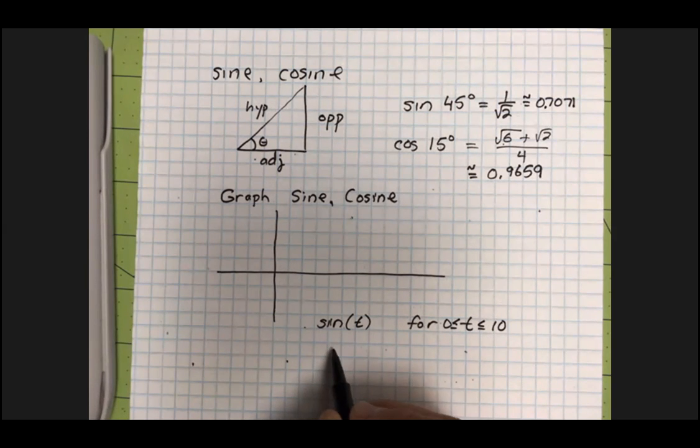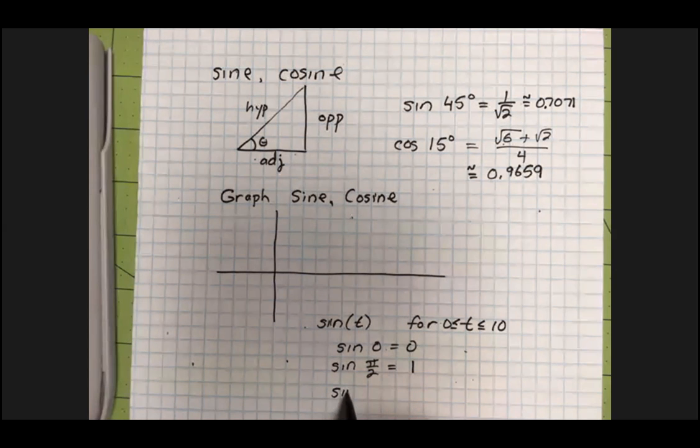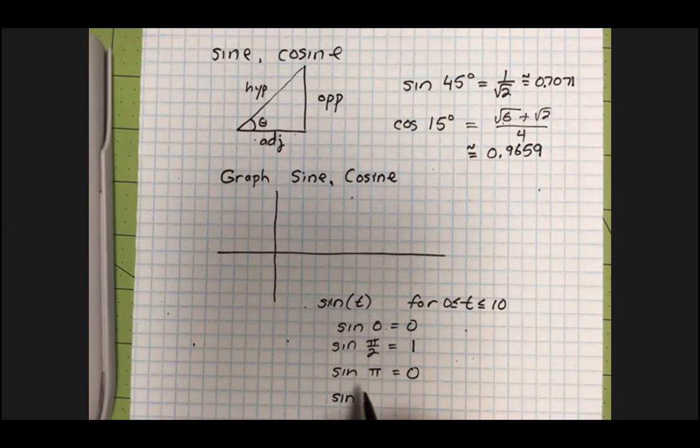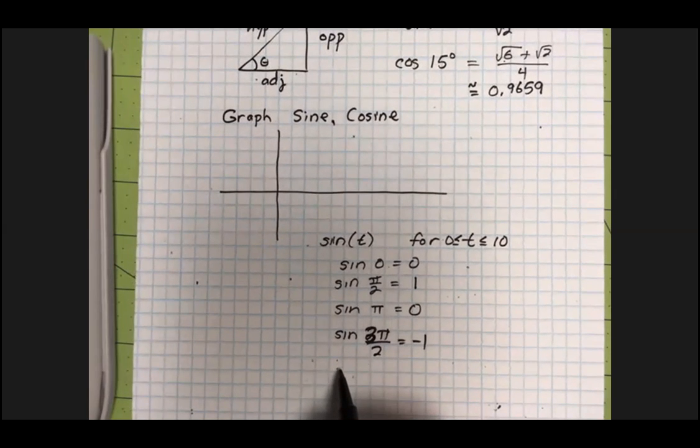I can write down a lot of famous points, like the sine of 0 is 0. The sine of pi over 2, 90 degrees, is 1. The sine of pi, 180 degrees, is 0. I'll stop off at 3 pi over 2 first. Minus 1. The sine of 2 pi is back to where I started, 0.